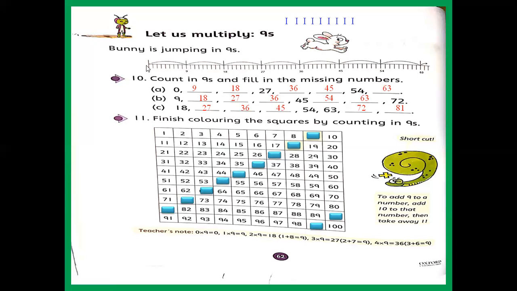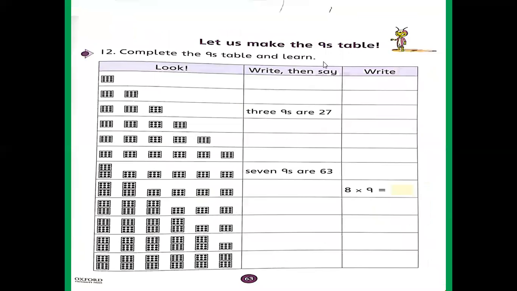So, this is question 10, question 11 again, and this is the practice of the table of 9. Now we are going to write the table of 9 on page number 63. Let us make the ninth table and complete it.